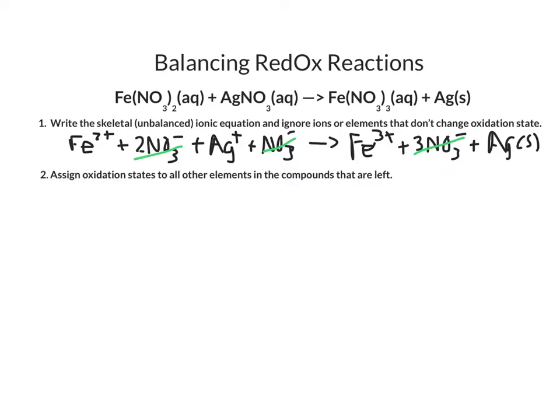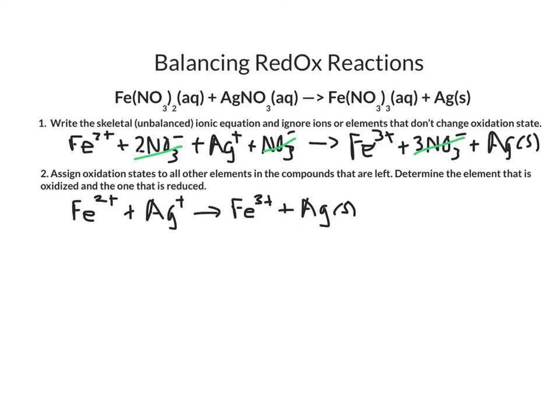The next step is to assign oxidation states or charges to the elements that are left. In this case, it's fairly easy because once I write the ionic equation, I already know that my iron on the reactant side is 2+, and my silver on the reactant side is +1, and that my iron on the product side is 3+, and my silver on the product side is 0.